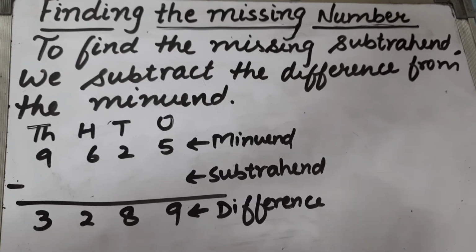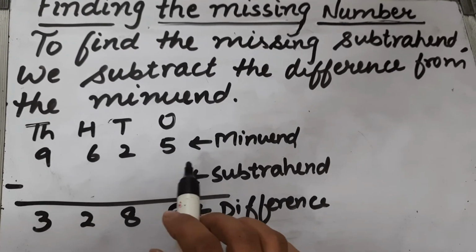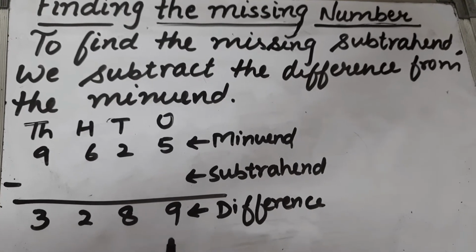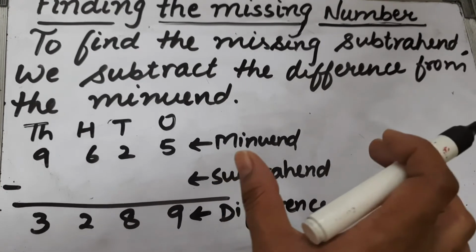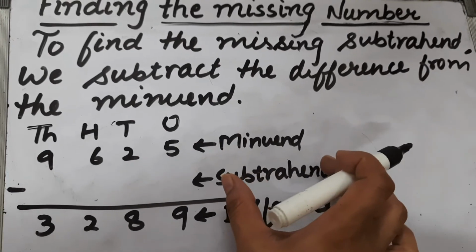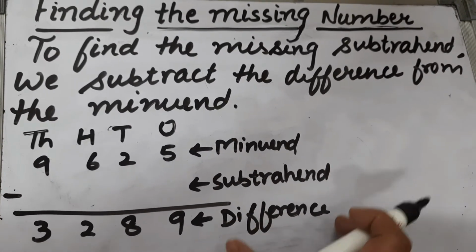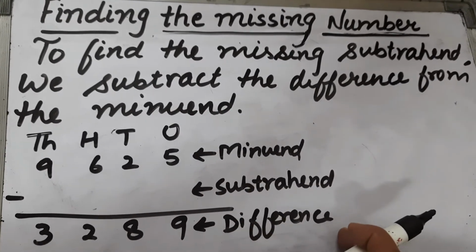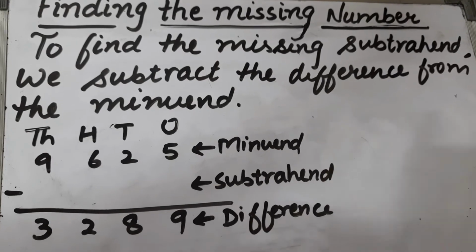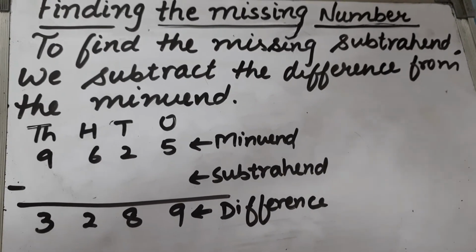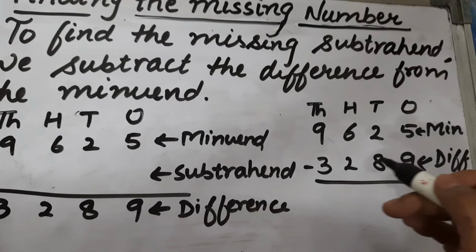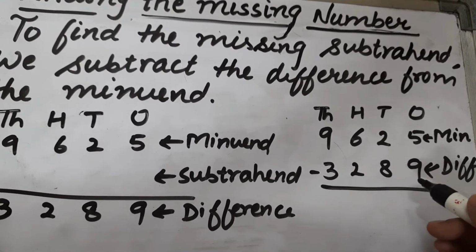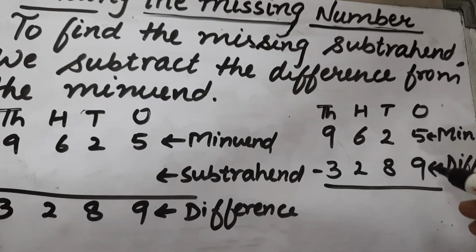See this example. Minuend is given to you, 9625. Difference is also given, 3289, and you have to find the subtrahend. Then how will you find it? You have to subtract the difference from the minuend. Then you will get the subtrahend. The minuend is 9625, the difference is 3289. Now subtract the difference from the minuend.